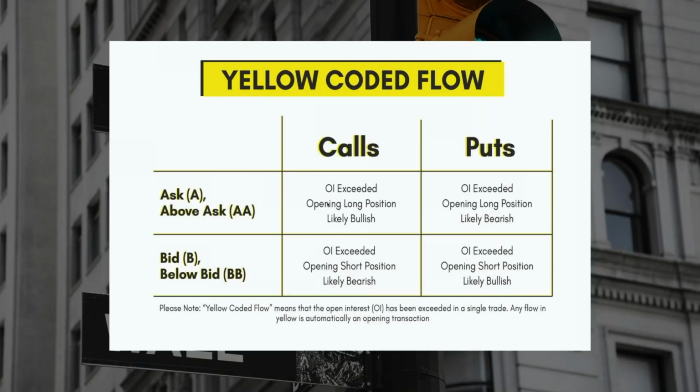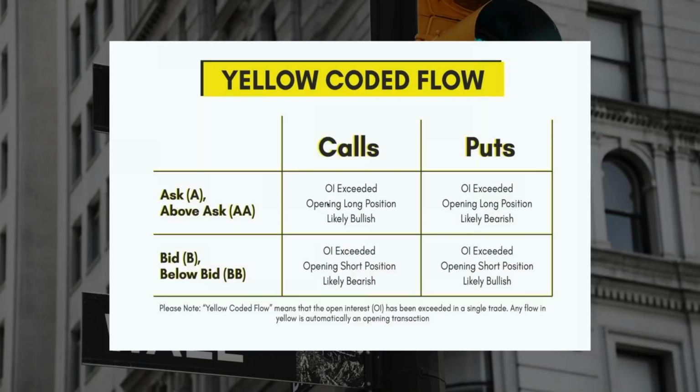Calls that come through in yellow mean that OI has been exceeded. They are opening a short position or they are writing calls, and that is likely bearish. On the put side, when you see puts come through in yellow, that means that OI has been exceeded again. Whoever is buying those puts is opening a long position, and that is likely bearish.